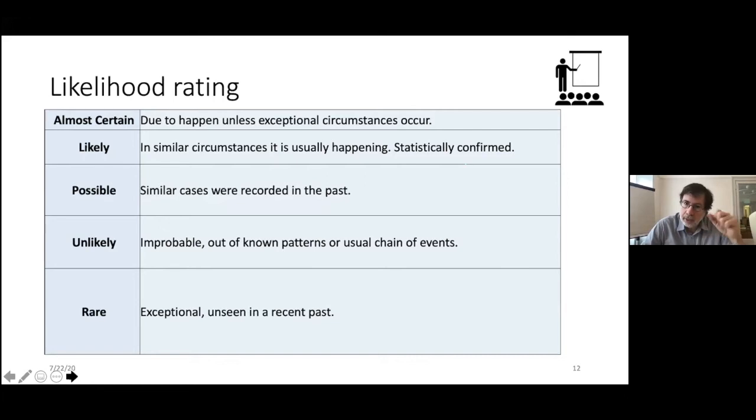Likely is one degree less sure it's going to happen. In similar circumstances, it happens. There are statistics that confirm this. Possible says yes, there have been cases, but it doesn't happen all the time. Unlikely, now we're crossing over. The possibility that it happens is lower. It's usually not the pattern. It's not the usual chain of events. And finally, there's rare. It rarely happens. It's exceptional. It has not been seen in the past. It's not this type of thing we see. So you see, likelihood goes from the most likely to the least likely, and we will categorize risk based on their likelihood, okay?